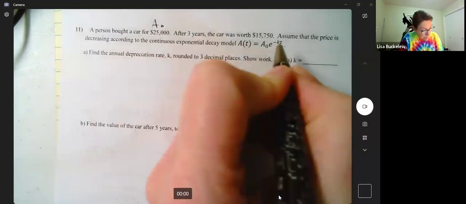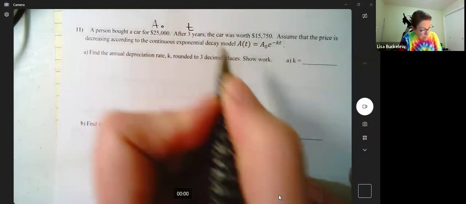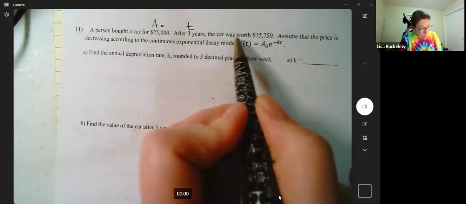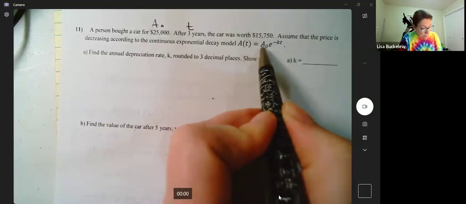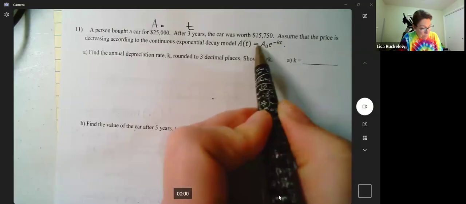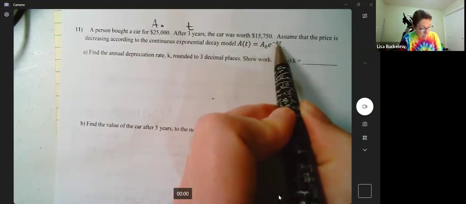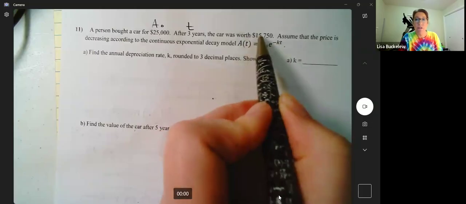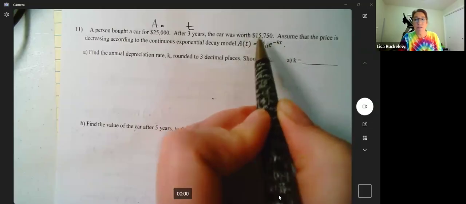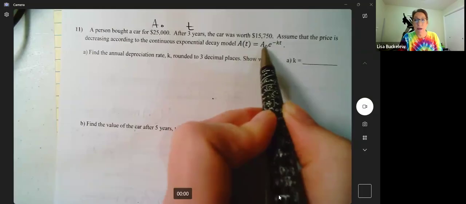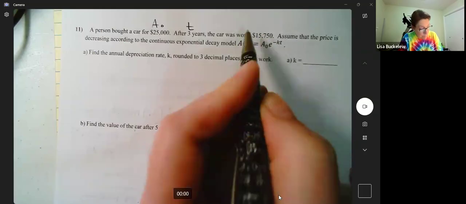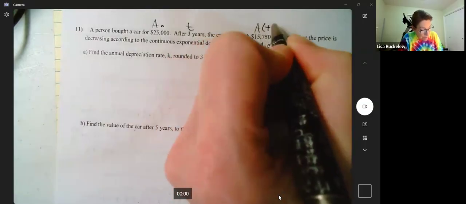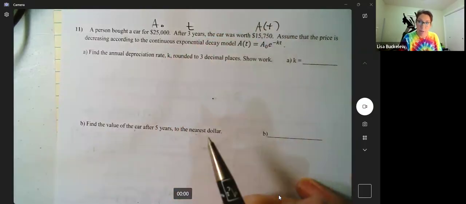After 3 years, that gives us a value for T right there. The car was worth $15,750. Okay, there's another dollar amount. We only have room for one dollar amount over here because the only other variable is the rate, but that's what we're trying to figure out. So we don't have anything to put in there. So this dollar amount is what this $25,000 became at some later point in time, after 3 years. So this is going to be the output of your equation.